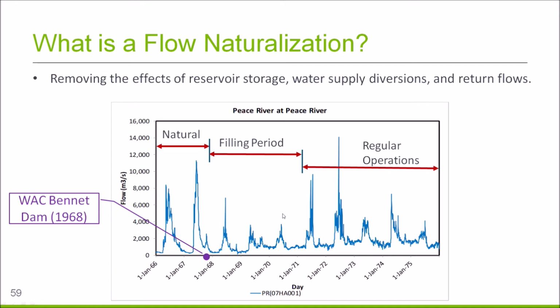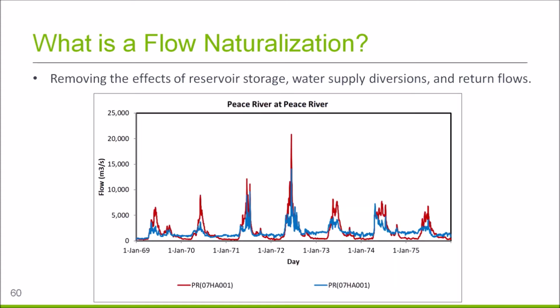This is what happens when you start withdrawing water for filling a reservoir. After that, this is the regular operations time, but you would notice that the summer flow is much less than what it should be, and the winter and fall flow is higher than what it should be. So naturalization means trying to take out those artificial effects using a mathematical model.